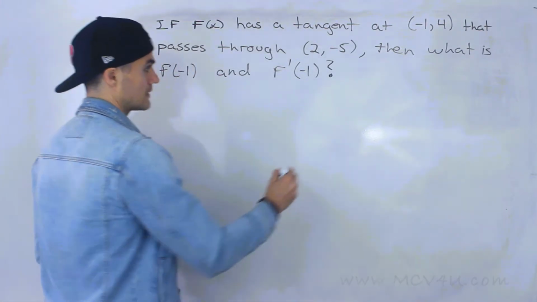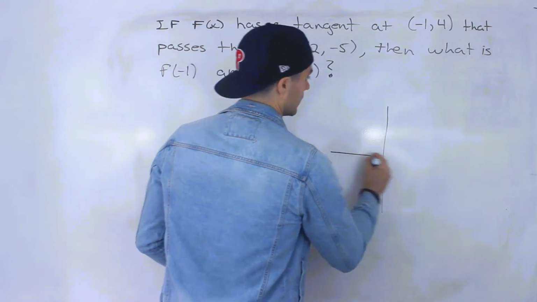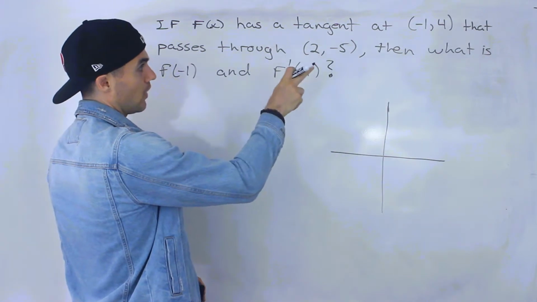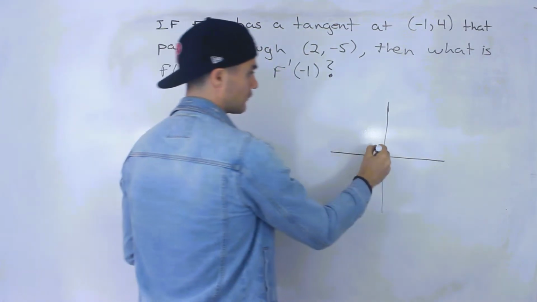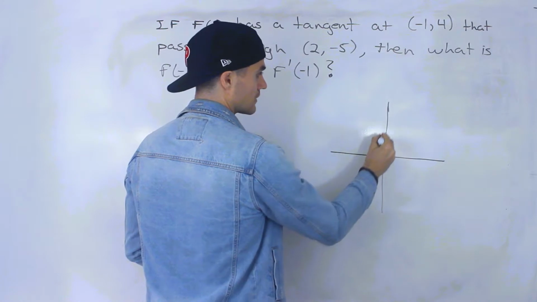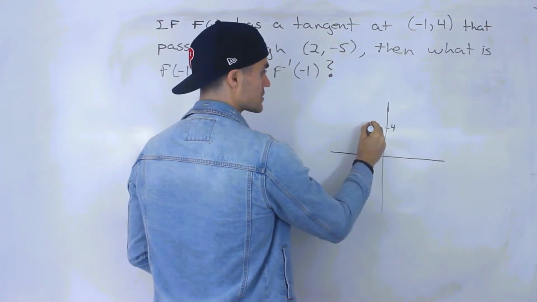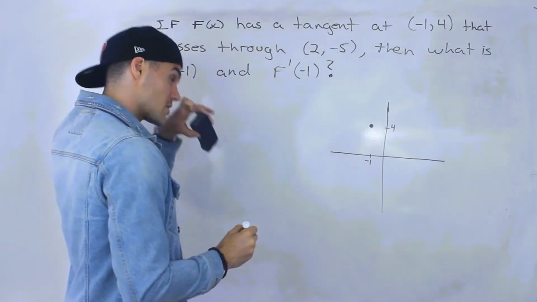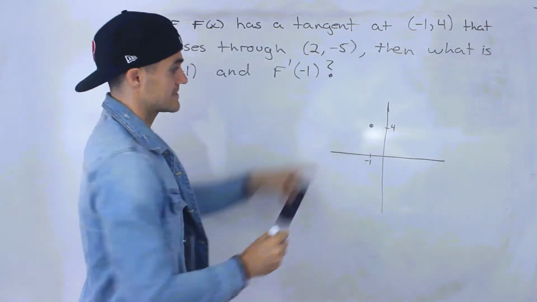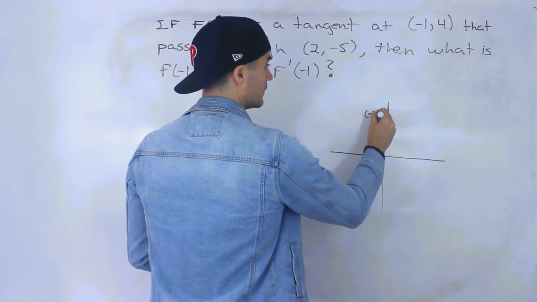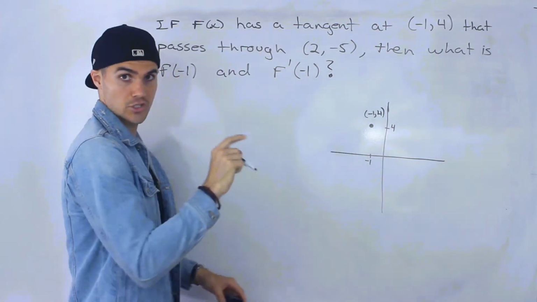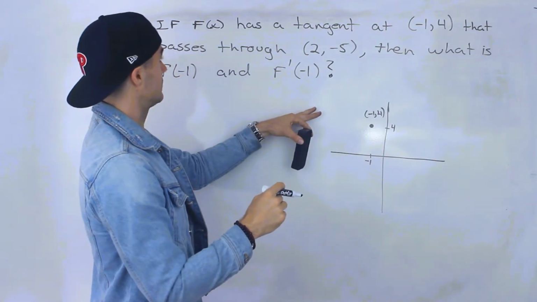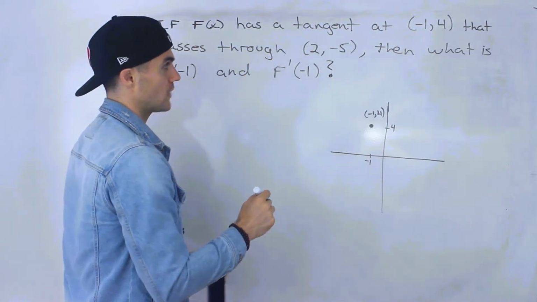So let's show on a diagram what's going on here. This function has a tangent at (-1, 4). And (-1, 4), where is that? So x value -1, we got a y value of 4, so that's going to be like up here. Okay, so this function has this coordinate (-1, 4), and it has a tangent at that coordinate. And then this tangent is going to pass through (2, -5).